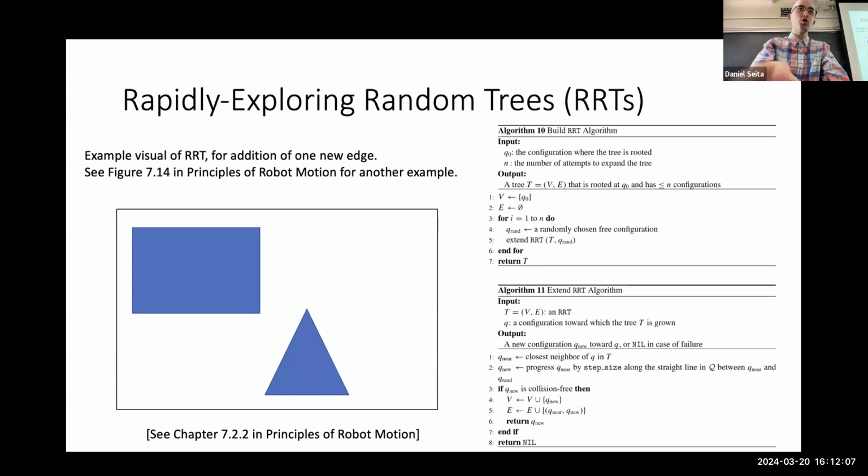Again, whenever we're talking about sampling-based algorithms, we always assume we can do some kind of fast collision checking.